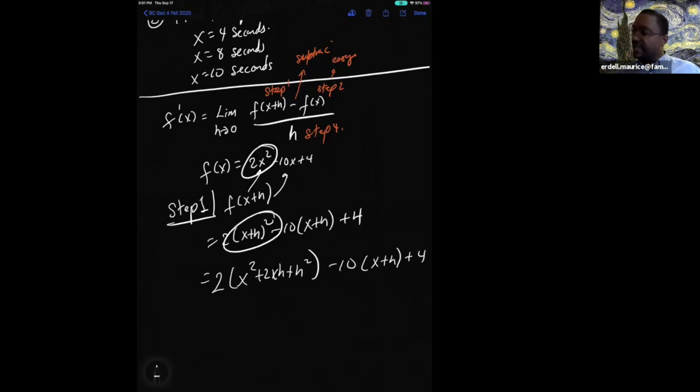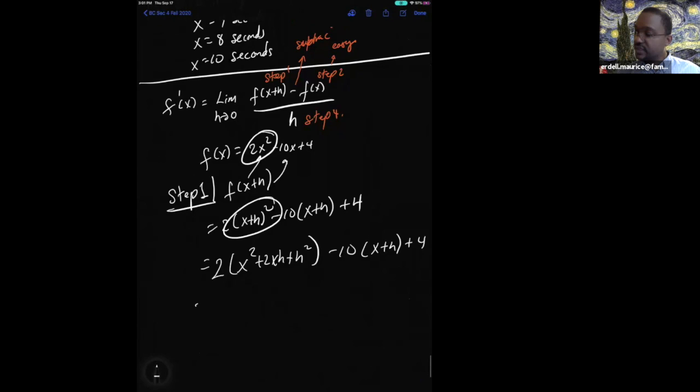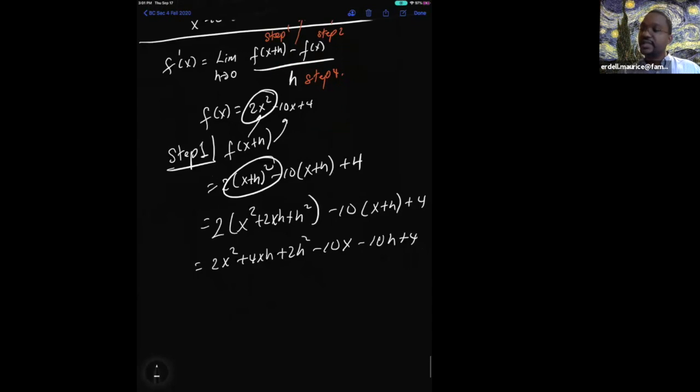All right, so now I have this right here. I distribute the 2x squared plus 4xh plus 2h squared minus 10x minus 10h plus 4. And that is the end of step number 1. Step number 2, the easy step, is you do nothing. f of x is equal to 2x squared minus 10x plus 4.